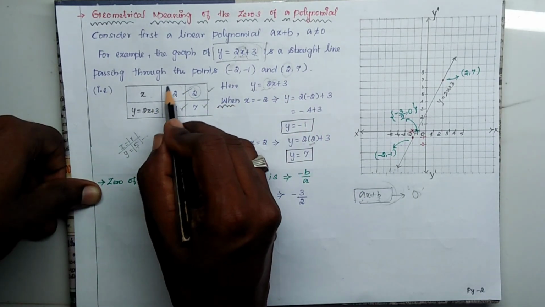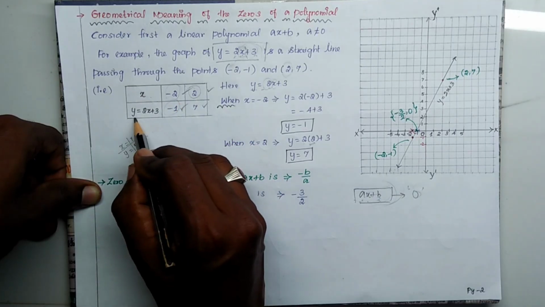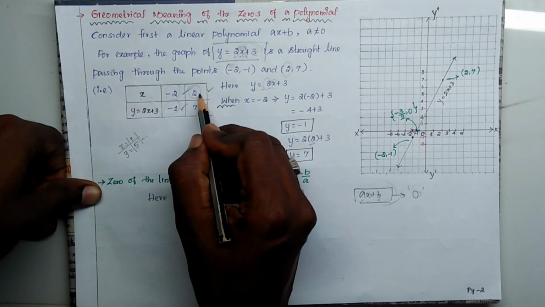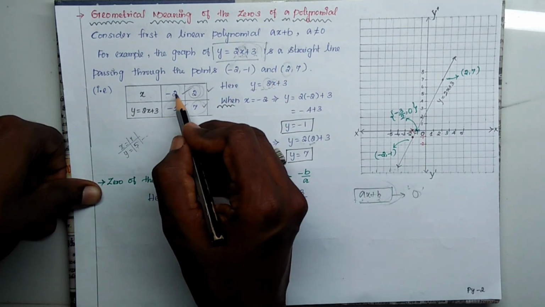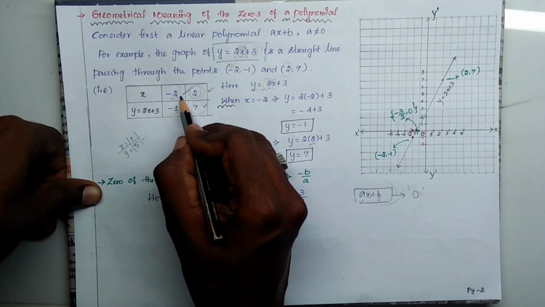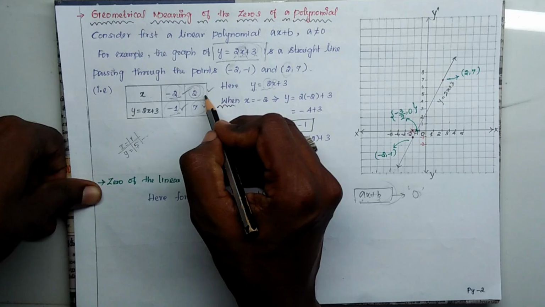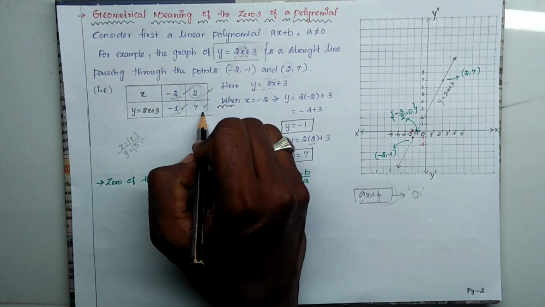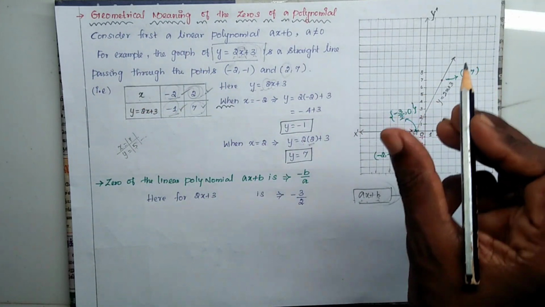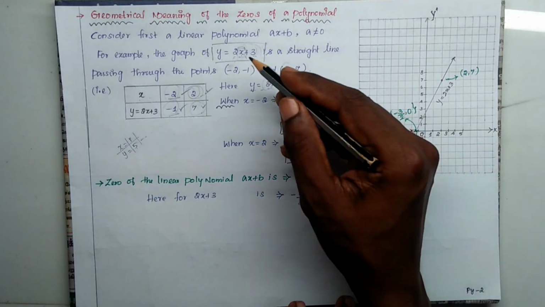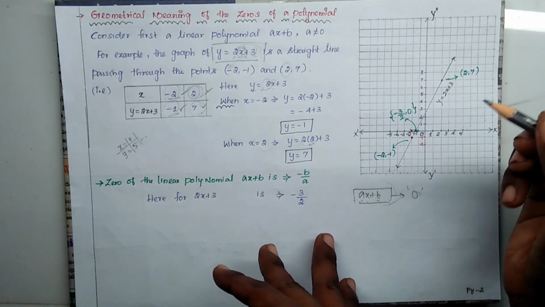If we substitute x is equal to minus 2, we get y as minus 1. If we substitute x is equal to 2, we get y is equal to 7. So these are the coordinates. The x coordinate is minus 2, the y coordinate is minus 1; the x coordinate is 2, and the y coordinate is 7. Now applying this on a graph, we get a linear, straight line graph.